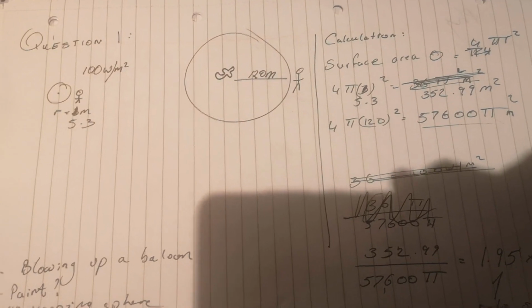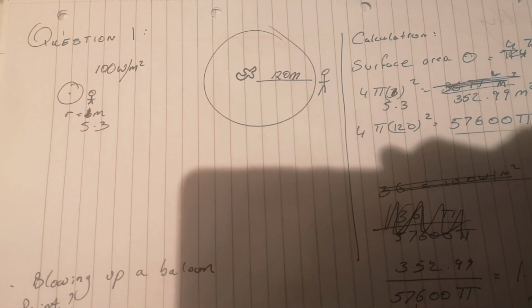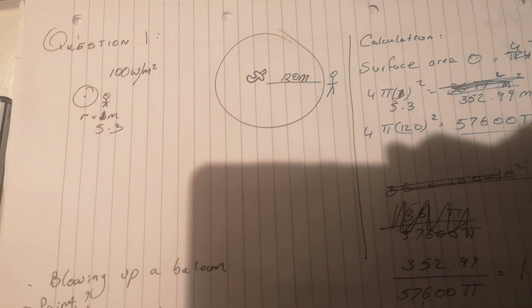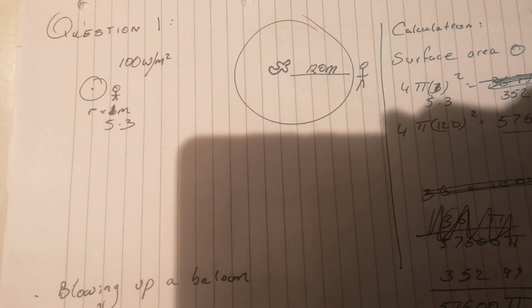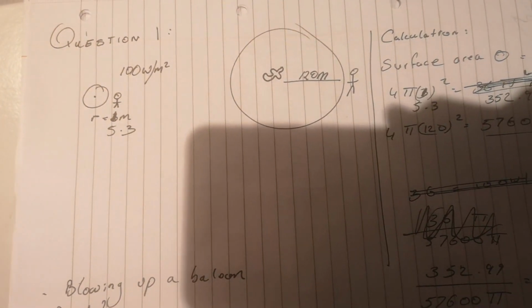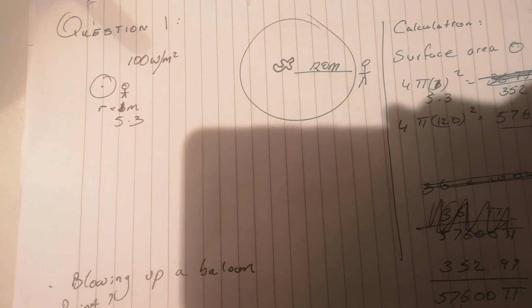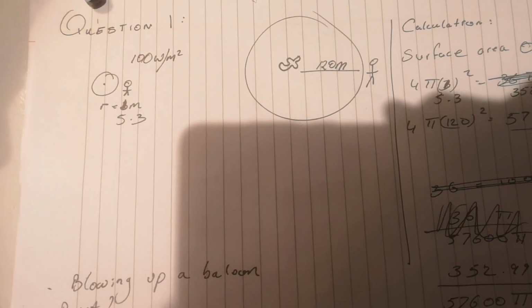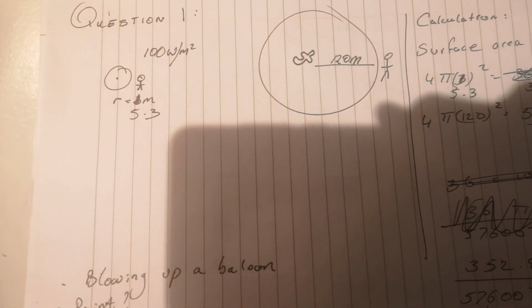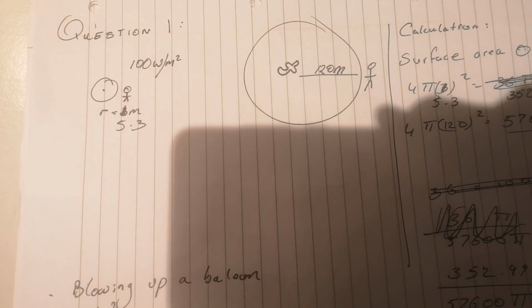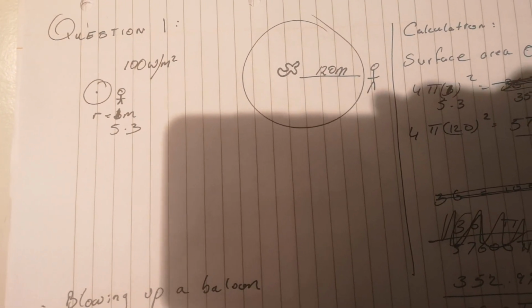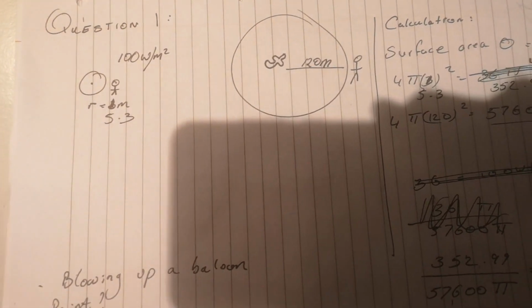So the question is essentially asking, I won't read it out, but it's essentially asking to calculate the intensity or the strength of a wave, I guess, as it expands a certain amount. Initially we're given information that the intensity at 5.3 meters is 100 watts per meter squared, and then we're asked to calculate the intensity at 120 meters away from the plane, as demonstrated here, as the wave expands.